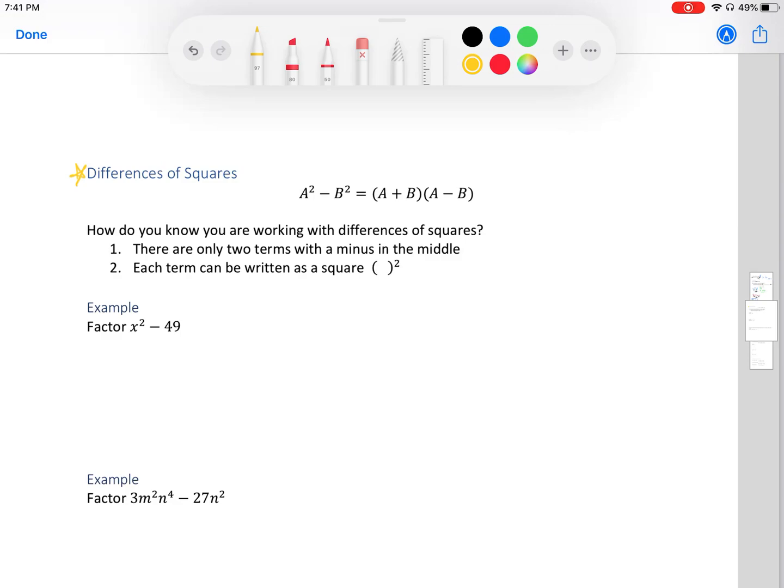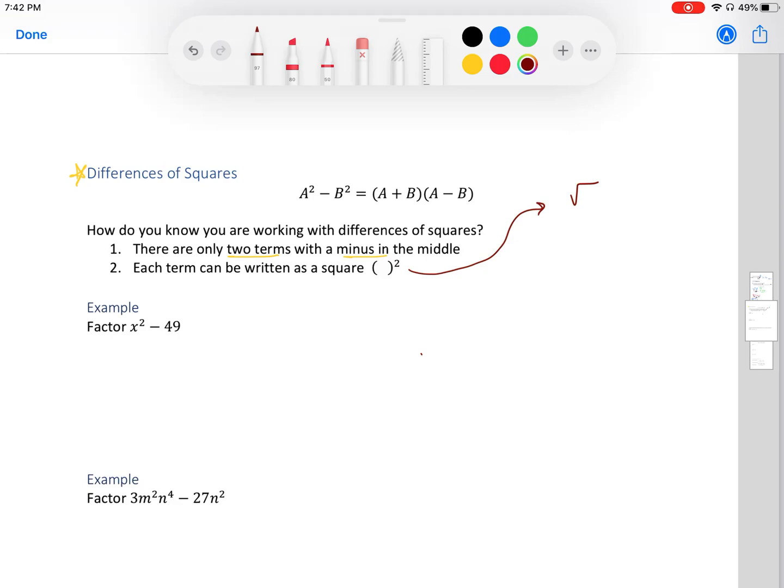So how do you know you're working with differences of squares? A big tell is there are only two terms with a minus in the middle. If you see that, begin to question if this is a differences of squares situation. And second, each term can be written as a square. Now, when we think of this, I like to make you think square roots. We haven't really worked with square roots, but I know you may have seen them in the past.